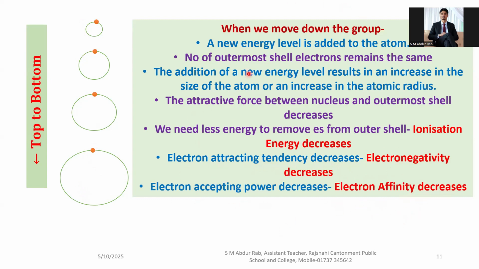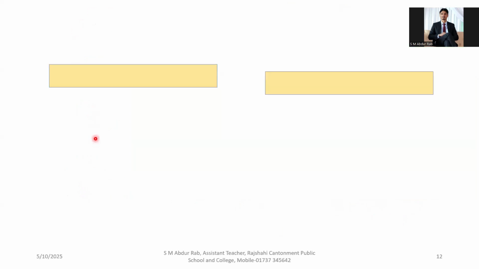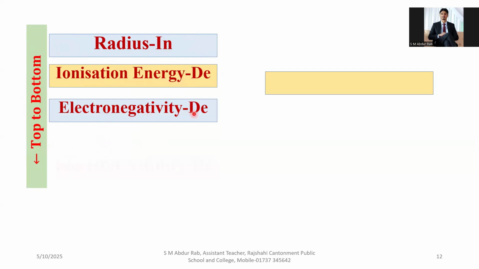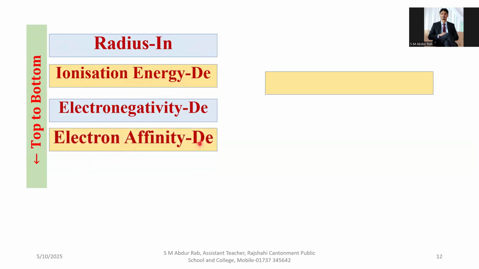So my dear friends, so easy. You just need to understand properly. Now, in short, we can represent our today's topic. Top to bottom, that means in a group, what happens? Radius increases, ionization energy decreases, electronegativity decreases, electron affinity also decreases.